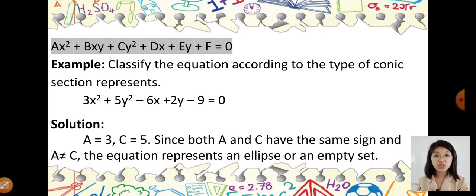A is equal to 3. Saan nanggaling yung 3? Kung mapapansin nyo, doon sa general quadratic equation, we have ax squared.